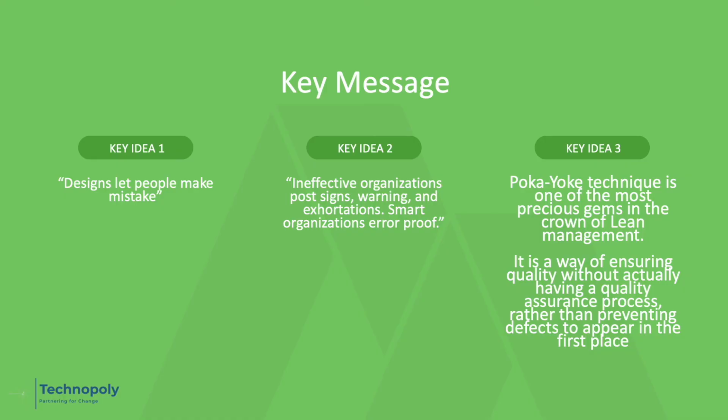Some key messages that I'd like to end with for this lesson. Number one, designs let people make mistakes, not people. For organizations to be effective, it is not enough to have signs or warnings or even exhortations. You have to error-proof your organization. And finally, the poka-yoke technique is one of the most precious gems in lean management, and it is often used to ensure that quality can be achieved by preventing defects in the first place.